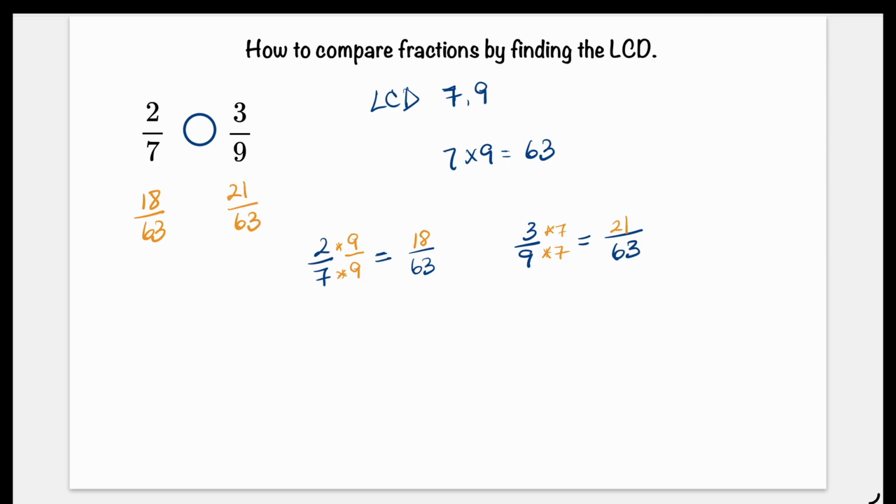Now we have two pies that are divided into equal number of pieces in the denominator. That means all we need to do to compare the two is figure out how many pieces you got in the numerator. 18 pieces is less than 21 pieces. Therefore, 18/63 is less than 21/63. Because these fractions are equivalent, 2/7 is equal to 18/63. 3/9 is equal to 21/63. Our answer is 2/7 is less than 3/9.